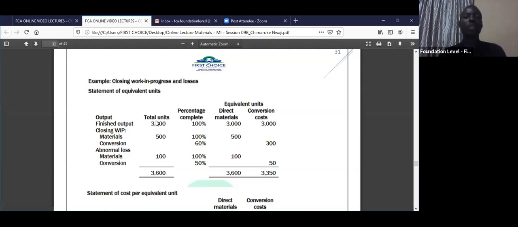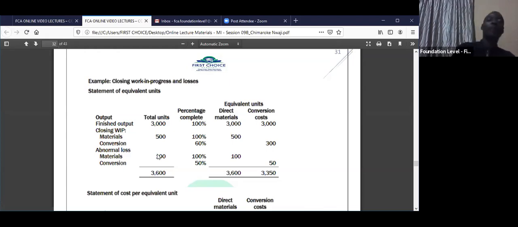That's beautiful. Now the finished goods is 100% complete for material and for labor. So it's obvious the method they are using here is weighted average. Now, closing work in progress, we have 500 units. And of course, it's 100% complete in material and 60% complete in labor. We are told that in the question. So 500 becomes 500, and 500 here becomes 300.